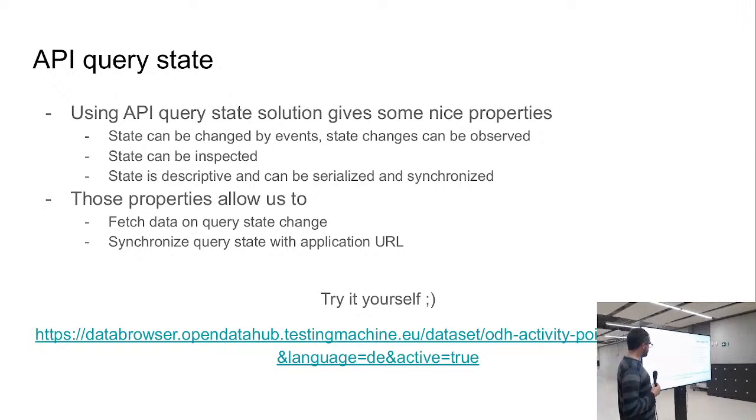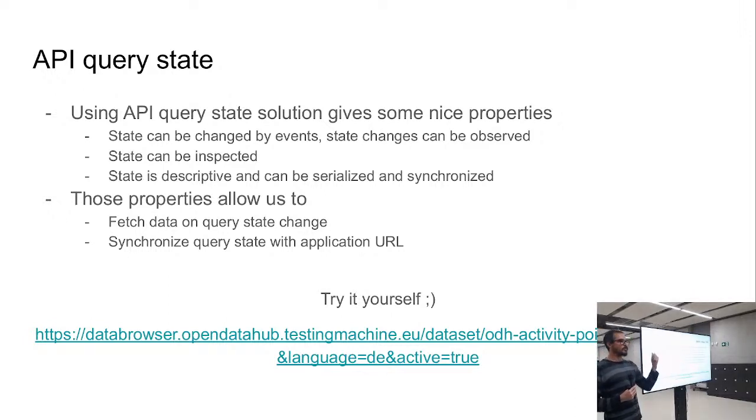Yeah, and those properties allow us to do some nice things. For example, as we have seen before, fetch the data on query state change. So the UI changes, and in the end the data will be fetched and visualized in a reactive way. Another nice thing that we can do is synchronize the query state with the application URL. That means if you change, for example, the filters, this will change your application URL. And if you change the application URL, this will change the query state, and then from there on trigger, for example, the data fetching, which will then be visualized.